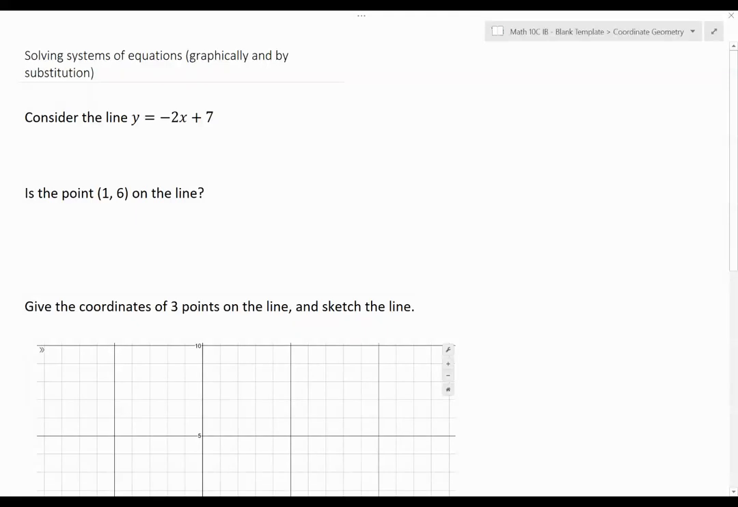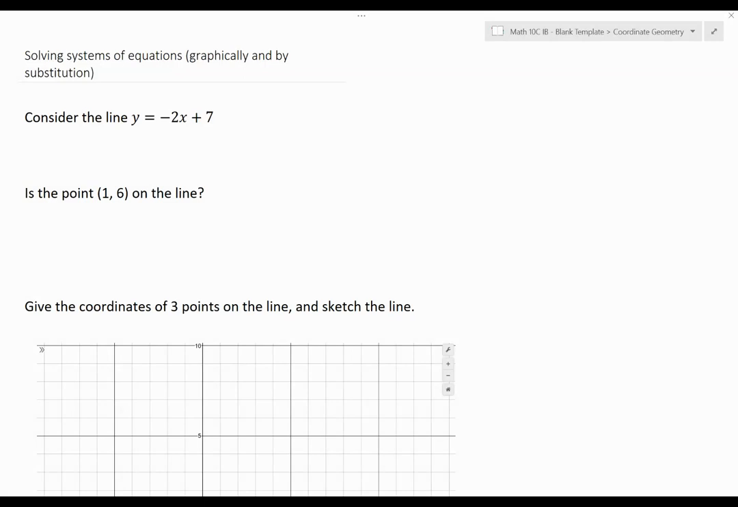Hello. In this video, we're going to look at what happens when we have a system of equations, and we're going to look at a couple methods of solving. That would be graphically and by an algebraic process known as substitution. But before we get into a system of equations, let's actually consider what we know about a linear equation.